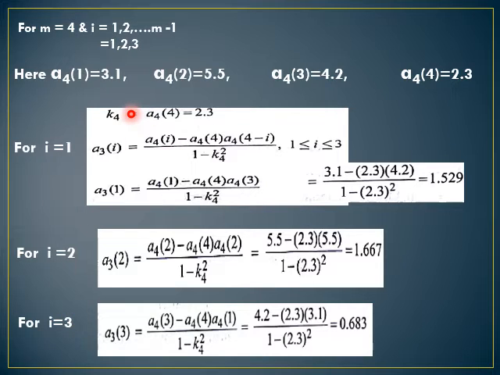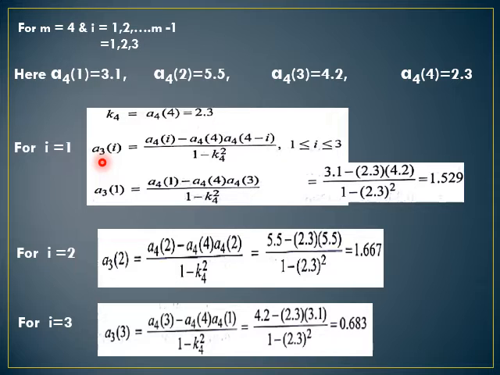So in the formula of Km and Am minus 1 of I, if I substitute I equal to 1, it will become Km equal to Am of M, that is K4 equal to A4 of 4. So A4 of 4 is 2.3. Now here it was Am minus 1 of I, and the value of M is 4 here, so it will become A3, as 4 minus 1 is 3, so A3 of 1.